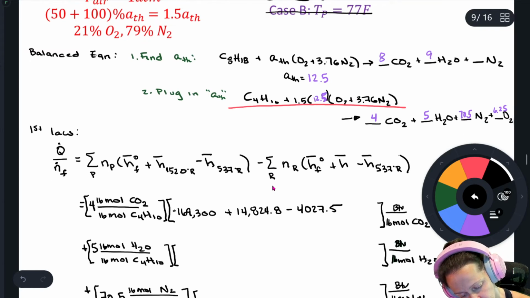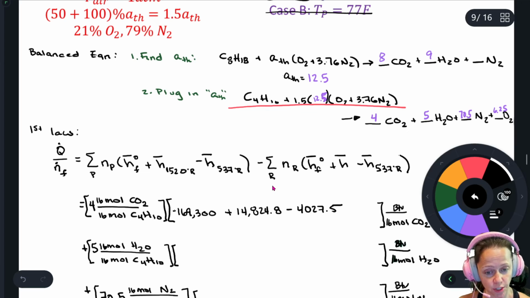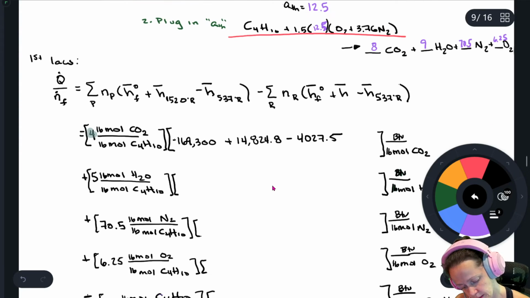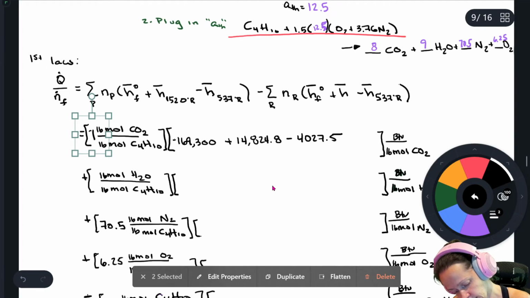So this does change these numbers over here. I'm sorry about that. The last two are fine, but this one needs to be 8. This one needs to be 9. So this is 8.